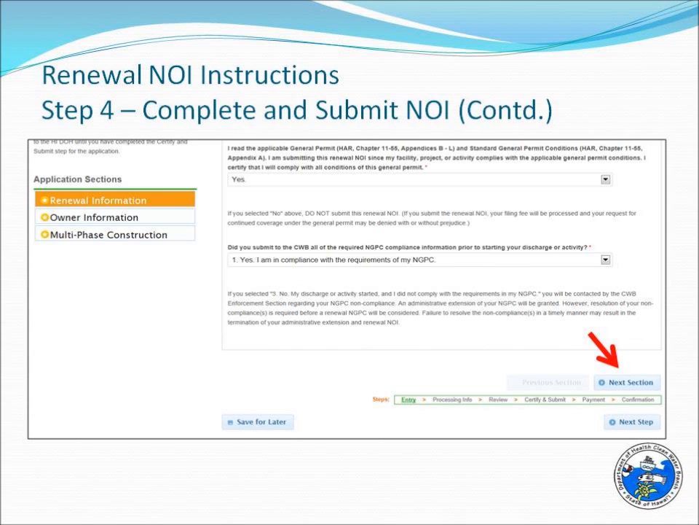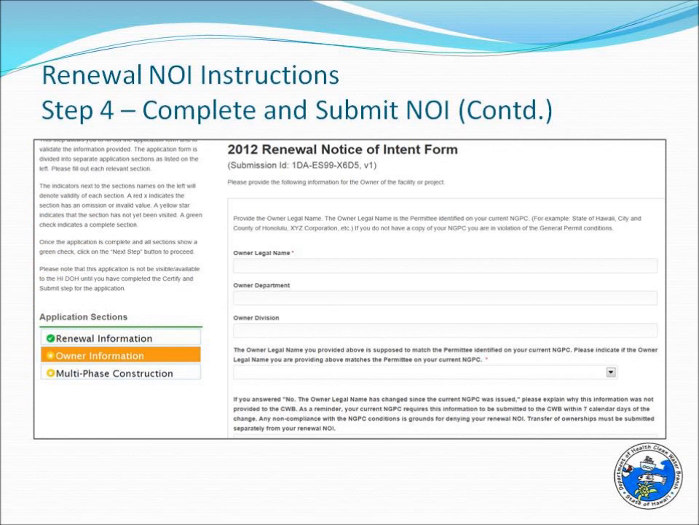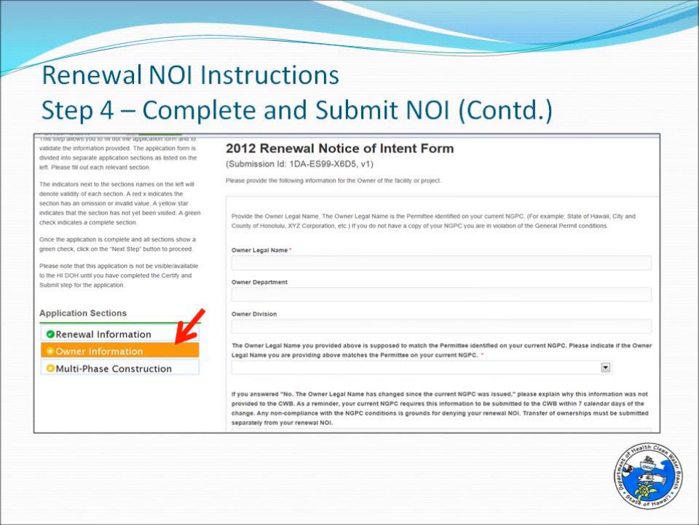After completing the renewal information section, press the Next Section button to continue. If the section meets appropriate validation rules, you will move to the next step in the process. Visual cues are provided by the system. Sections not yet visited are marked with a yellow star. Sections with missing data are marked with a red X. Sections with required information filled out are marked with a green check mark. The next section is the owner information section.